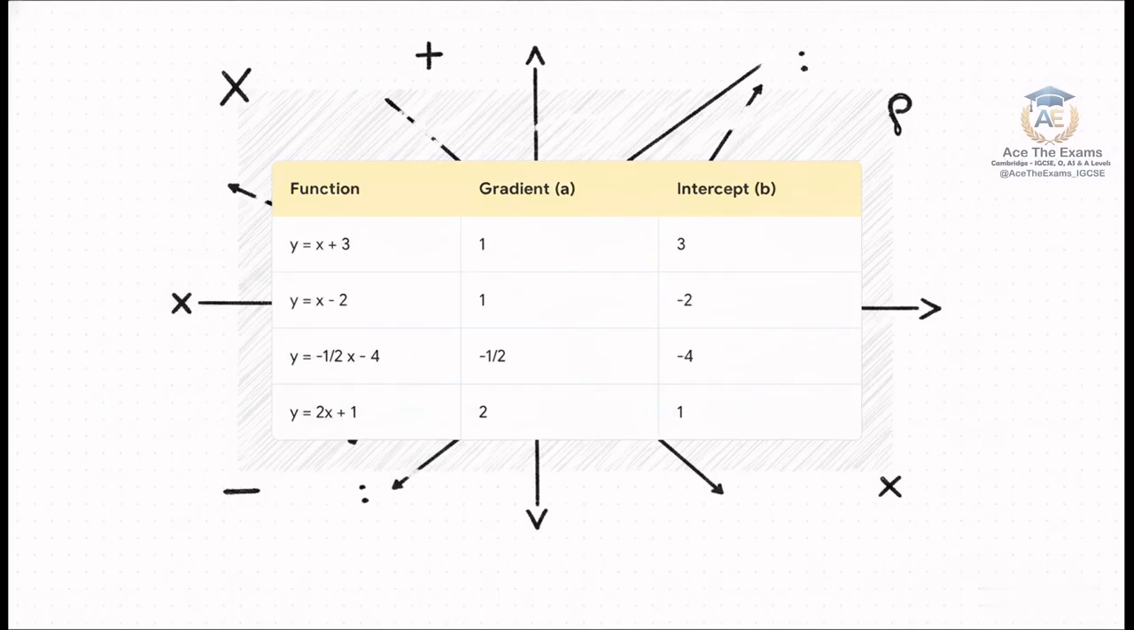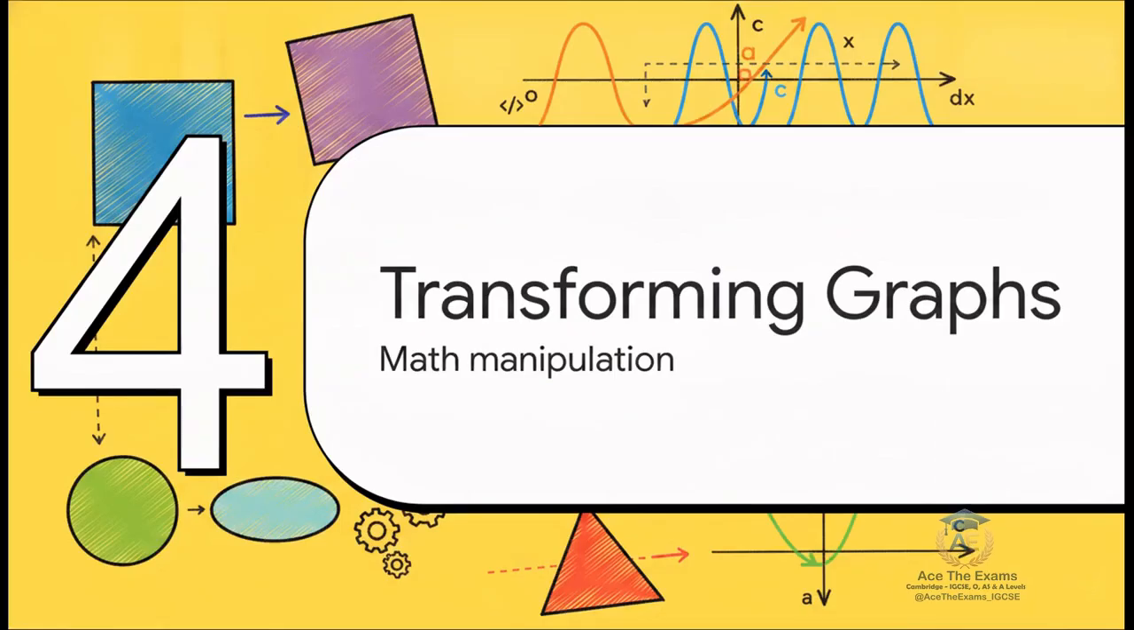That negative gradient means the line is pointing downwards, and it crosses way down at negative 4. Finally, y equals 2x plus 1 is our steepest line, pointing up like a mountain climb, crossing at positive 1. Just by looking at a and b, you can instantly visualize the line in your mind without ever even drawing it. Which brings us to our final section, number 4, shifting and transforming graphs.